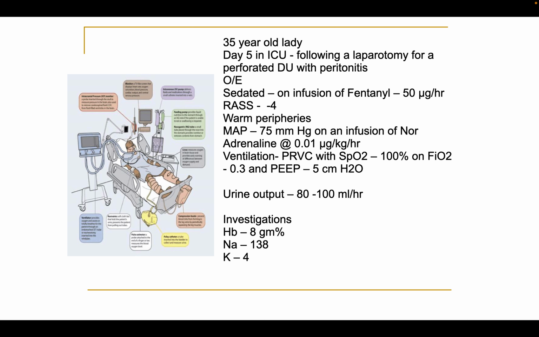A 35-year-old lady, day 5 in ICU following a laparotomy for a perforated duodenal ulcer with peritonitis. On examination, she is sedated with fentanyl at a dose of about 50 micrograms per hour and a RASS score of -4. She has warm peripheries. The MAP is around 75 on an infusion of noradrenaline, which is not a very high dose, as you could see.